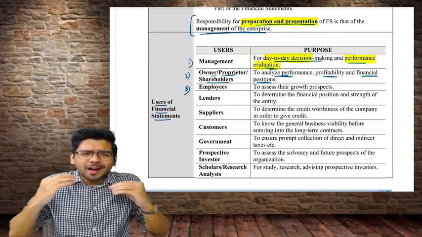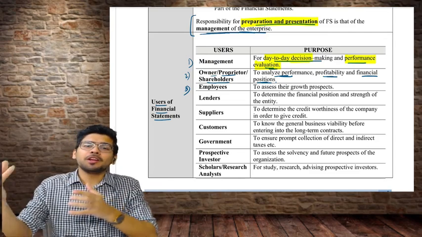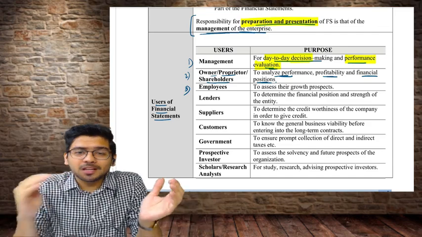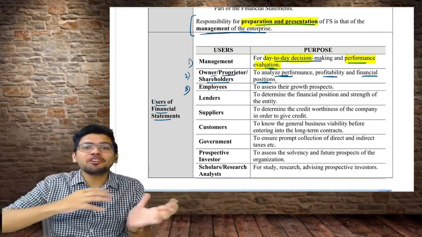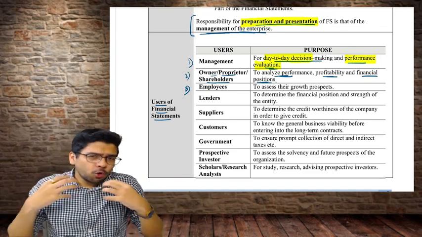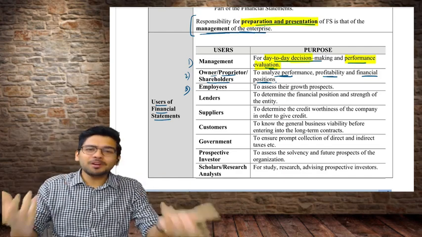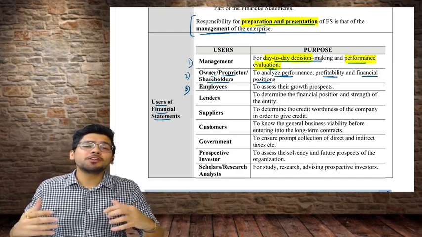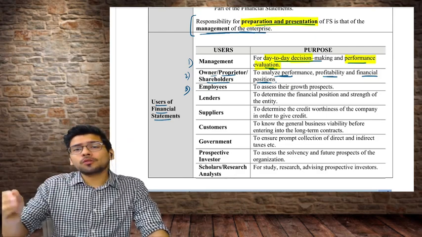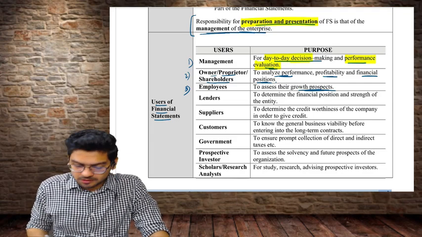Why would I as an employee be interested in knowing this aspect? Because if the company grows, then only I can foresee my growth potential. If the company grows, the probability of me growing in the company would also be high. No employee would want to work in a company which is not performing well, because if the company doesn't perform well, obviously the employees will not be paid well. So the employees are also one of the prospective users of the financial statement. They assess the growth prospects.